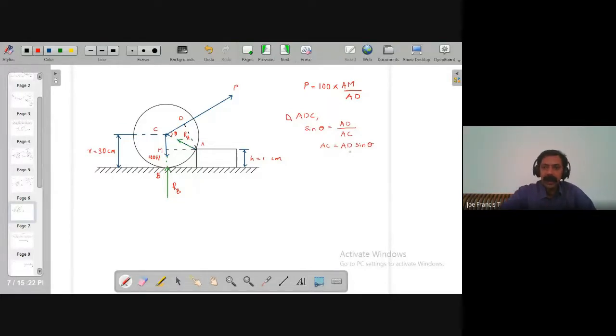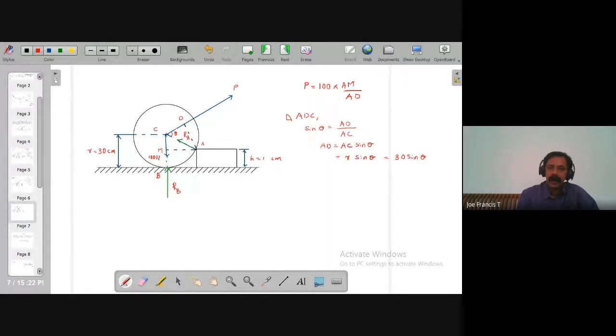Sorry, we need to find AD. AD is AC sin theta. Now, what is AC? AC is the radius of the sphere. Radius is 30 centimeter, R is 30. So this is in fact given by R. AC is R, so AD is R sin theta, which is equal to 30 sin theta. So you got one value.